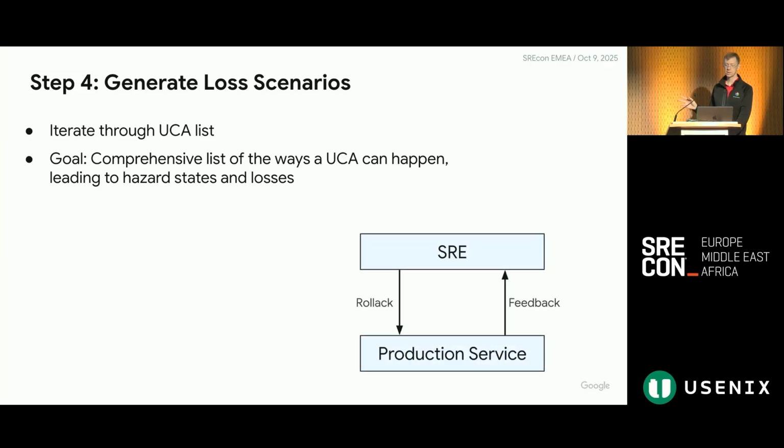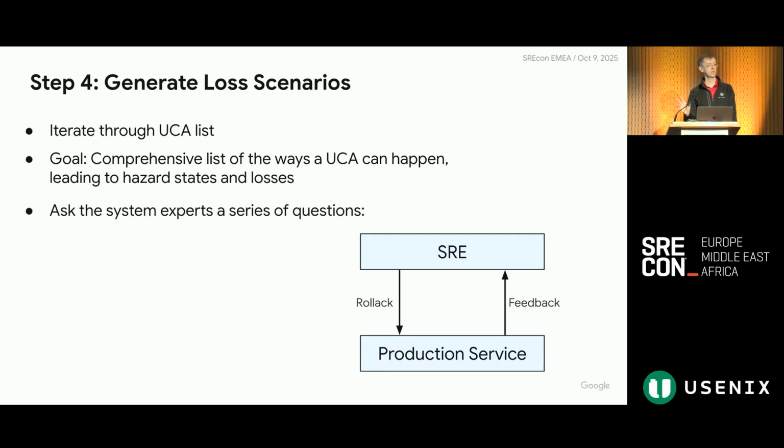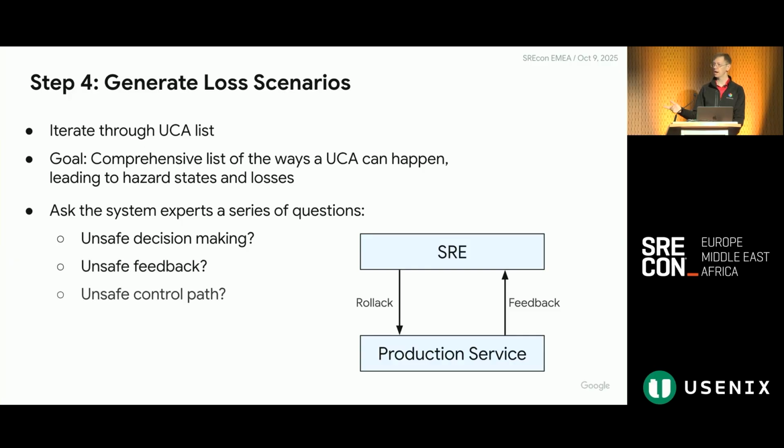We're going to use our model of the system, again, that control feedback loop, to guide this reasoning. So we're going to pick a UCA, look at its control loop, and then ask the system experts a series of questions based on the different parts of the control loop. So unsafe behavior can really happen at any part in this loop here. That includes the decision-making of the controller, the feedback, the control path, and also even the control process itself. So something about the rollback in the production service.